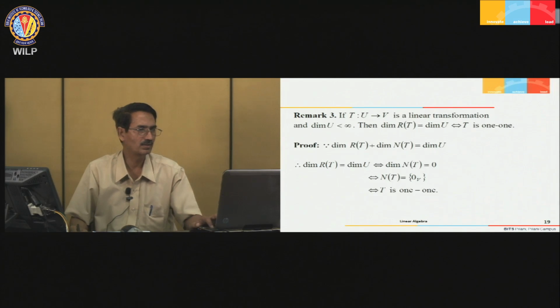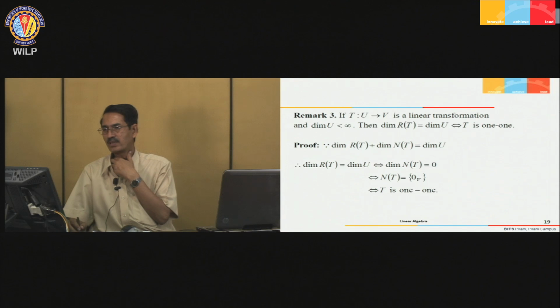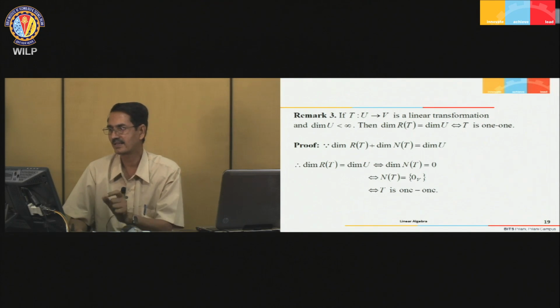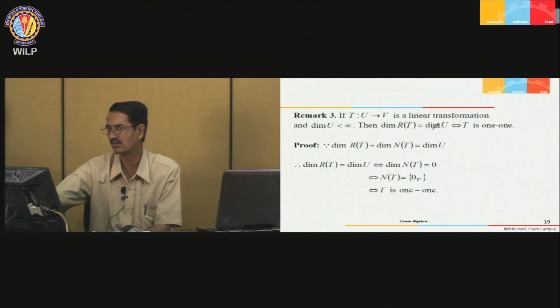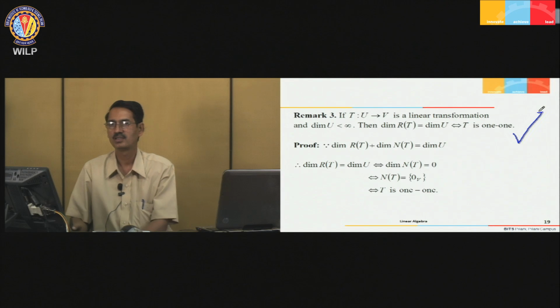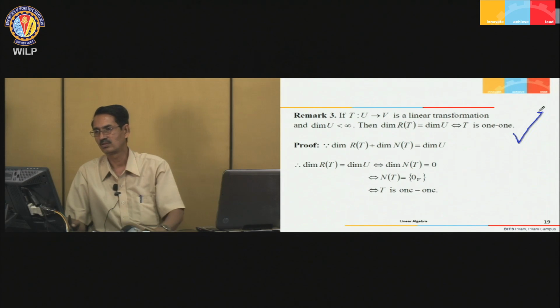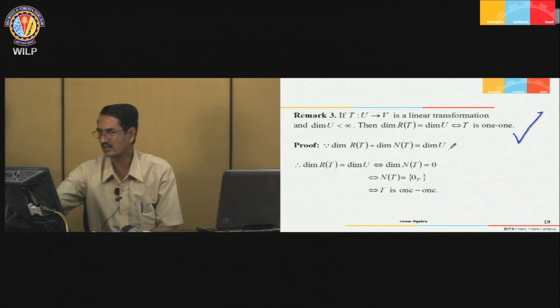See third remark, if T from U to V is a linear transformation and dimension of U is finite, then dimension of range space of T is equal to dimension of U if and only if T is 1-1. We have seen that T is 1-1 if and only if null space of T is the singleton {0}. And from the rank nullity theorem you see that dimension of R(T) plus dimension of null space of T is equal to dimension of U.